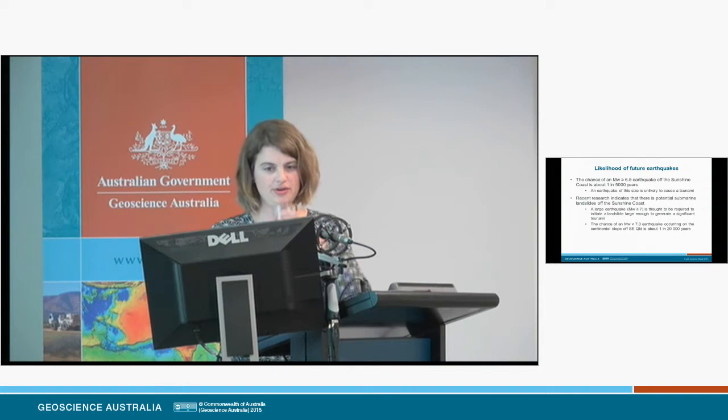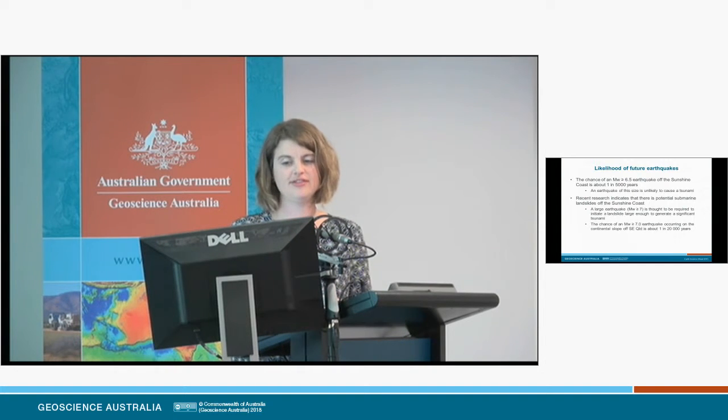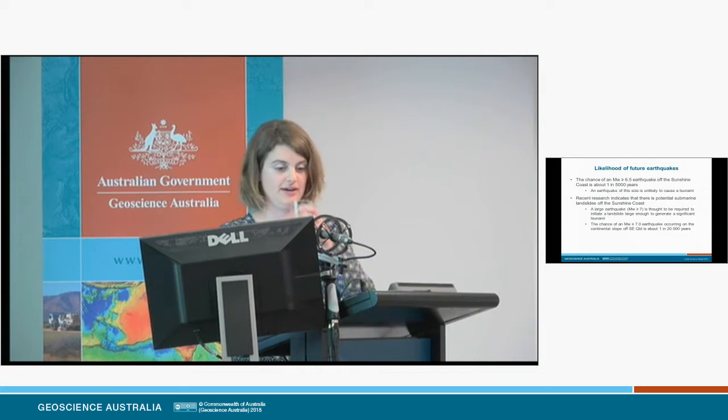So the likelihood of future earthquakes. The chance of a magnitude 6.5 earthquake off the Sunshine Coast is about 1 in 5,000 years. And this size earthquake is unlikely to generate a tsunami. Recent research by the University of Sydney indicates that there is a potential for submarine landslides off the Sunshine Coast, but it's thought that a magnitude 7 earthquake would be required to generate a significant tsunami. And the chance of a magnitude 7 earthquake occurring on the continental slope of southeast Queensland is about 1 in 20,000 years.